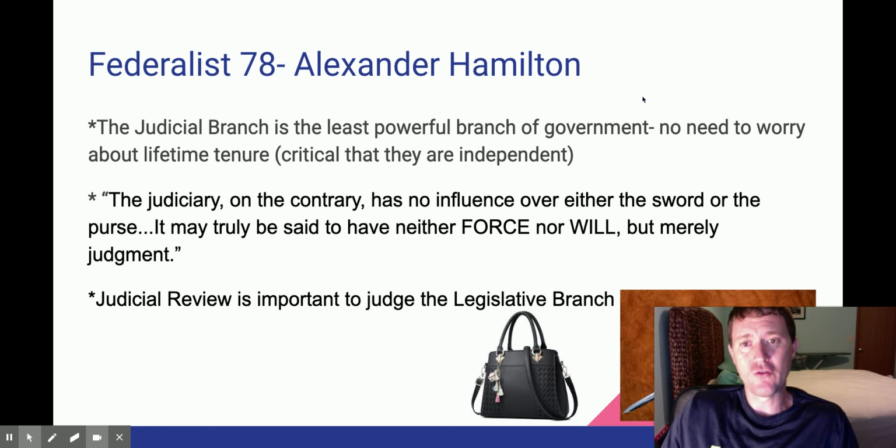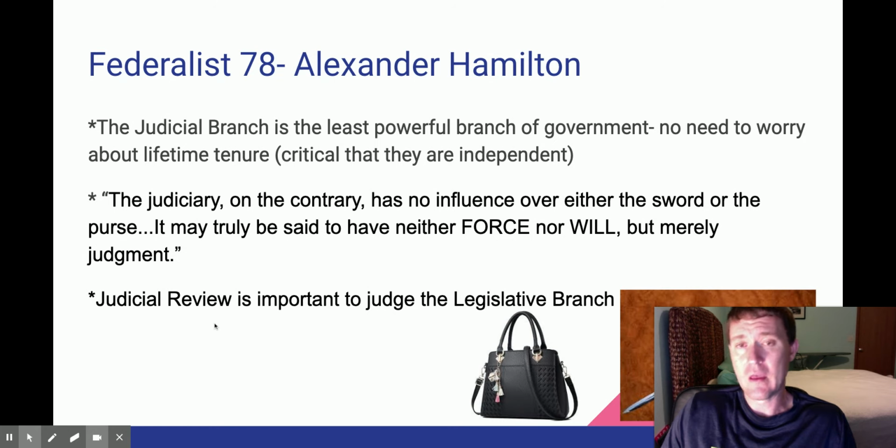Now, the big quote you should remember from 78 is: the judiciary, on the contrary, has no influence over either the sword or the purse. It may truly be said they have neither force nor will, but merely judgment. So the executive branch is the sword, the legislative branch is the purse, and the judiciary provides judgment. That's important, because without the judiciary and judicial review, the legislative branch is just going to judge themselves. And that's not a good thing. So this is an important check.